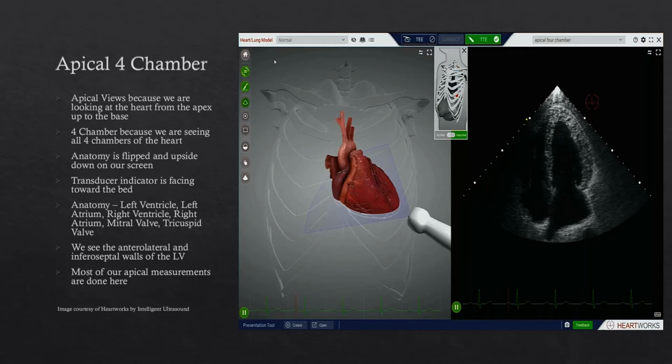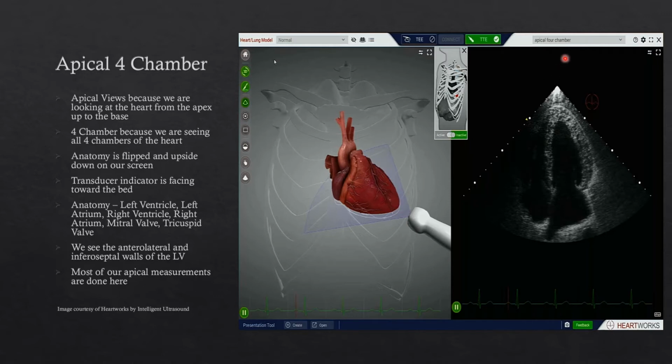So here it's called the apical views because we're looking at the heart from the apex, right? So here's our transducer. Our indicator on our transducer is kind of facing down towards the bed, which would be over here in this area. Okay, and so the first thing our transducer down here comes into contact with is going to be the apex of the heart, right?